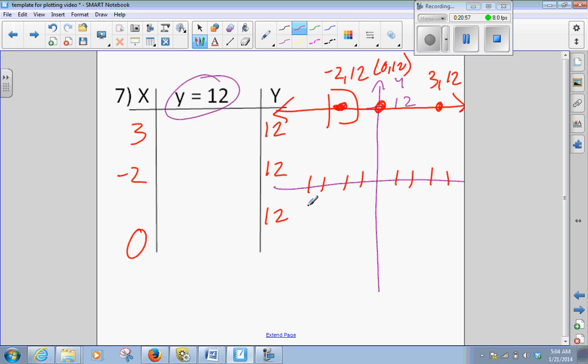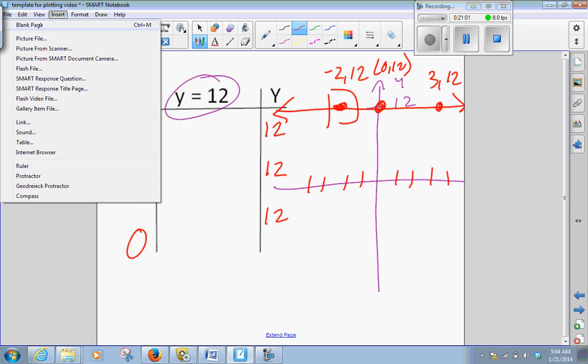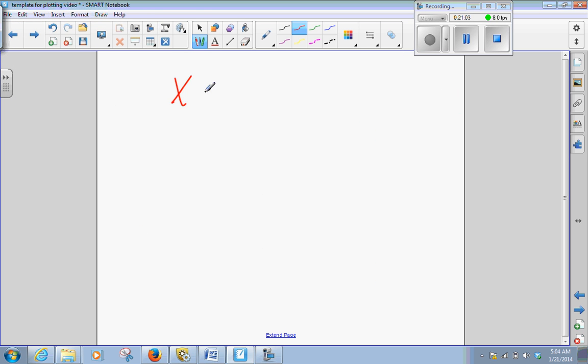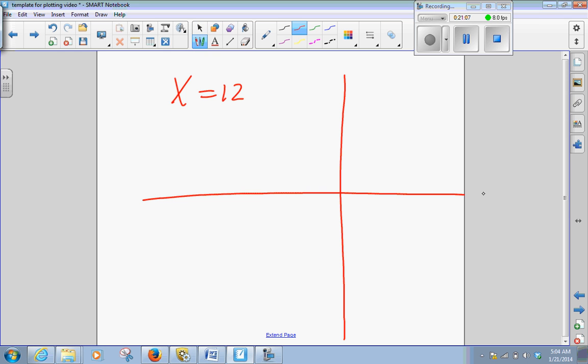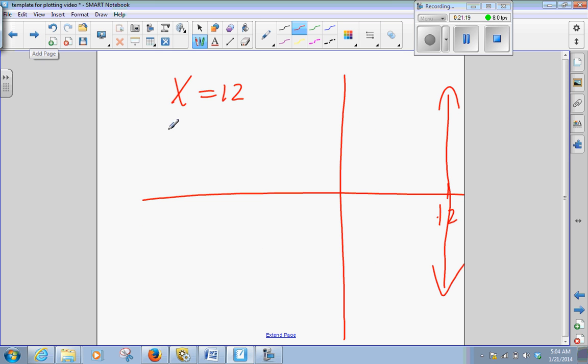If it were the opposite, let me show you another one. If it were the equation where x is equal to 12, it would be the opposite. We're going to pretend that this is 12 over. It would be down here where x is equal to 12 instead. So instead of a horizontal line, it would be an up and down vertical line. In that case, all your x values would be 12, but your y values could be whatever you wanted.